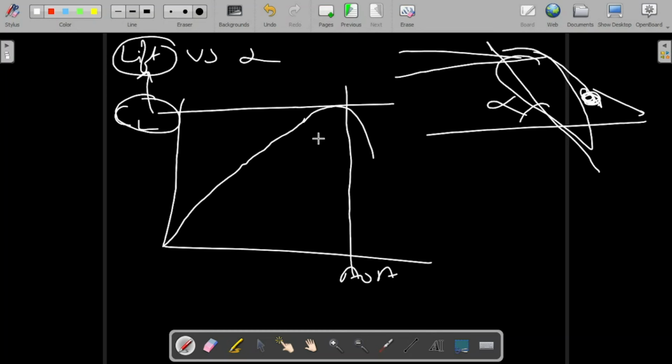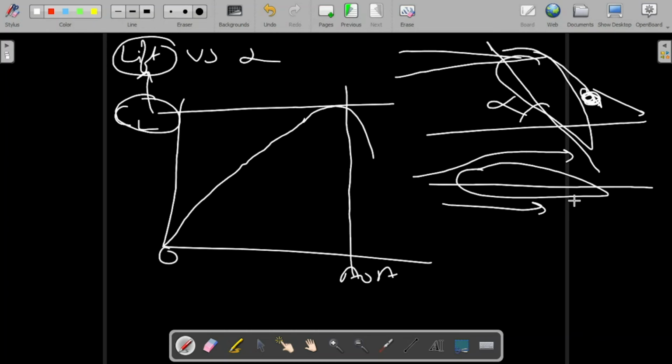So this is how the lift versus angle of attack curve goes for a symmetric aerofoil, as I have told you. That means at zero angle of attack, the flow at the upper surface and lower surface are equal, and thus not creating any lift.